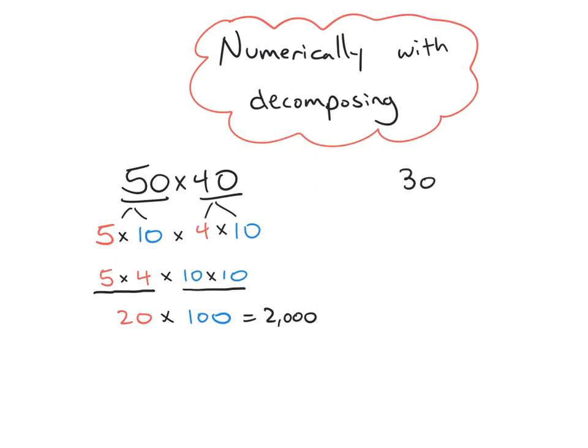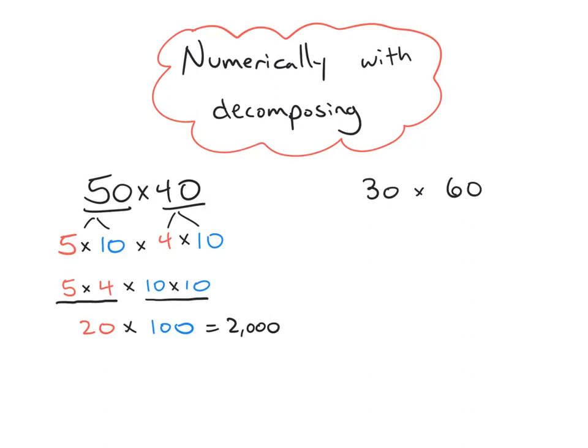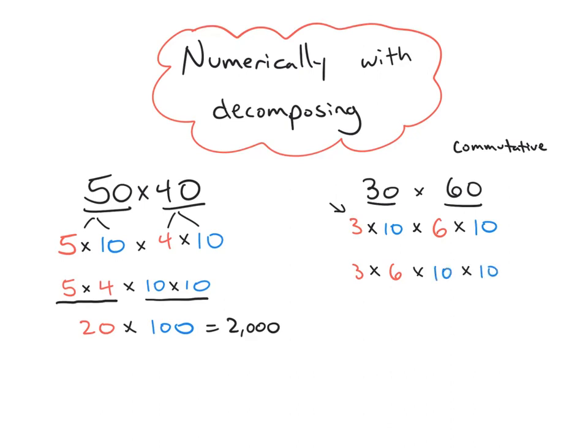Let's go ahead and do 30 times 60. Once again, I'm going to use 2 different colors to represent decomposing the 1s and the 10s. So for 30, we're going to decompose that into 3 times 10. And we're going to be multiplying that by the decomposition of 60, which is 6 times 10. Using the commutative property again, so here remember that's the commutative property, I'm going to rearrange all these numbers that are multiplied by each other so that the single digits are next to each other. So this is going to be equal to 3 times 6, and that's going to be multiplied by 10 times 10.